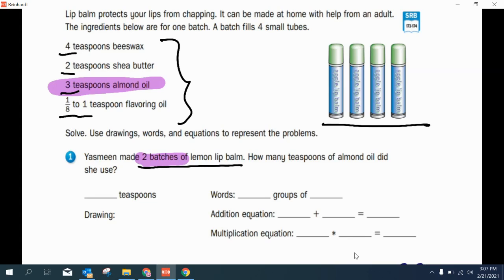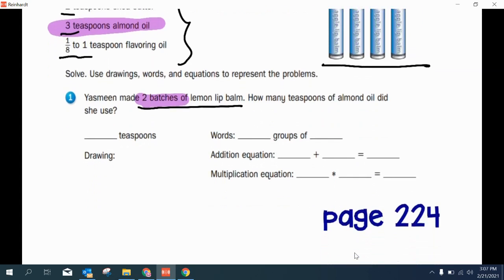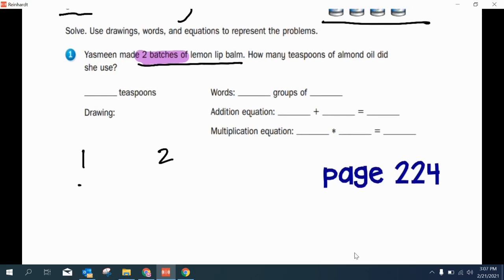All right. So let's draw a little picture here. So each batch takes 3 teaspoons. I have batch 1. I have batch 2. And it takes 1, 2, 3 teaspoons for batch 1.